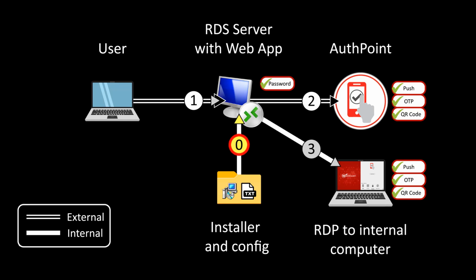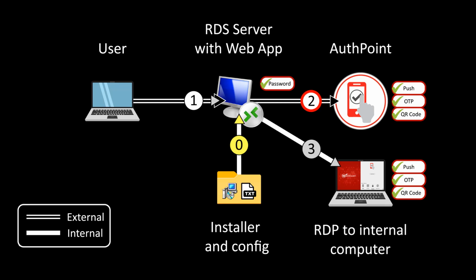Step 0 represents the initial configuration, where we install the AuthPoint RD Web app on the RD Web server along with a configuration file. In Step 1, the user attempts to log in to the RD Web portal and the RD Web server validates the user's credentials via Active Directory. In Step 2, the RD Web app sends the user to AuthPoint, where they are prompted to supply their second factor in order to authenticate and reach the portal.